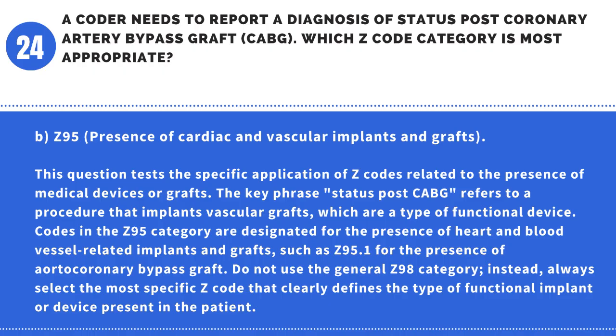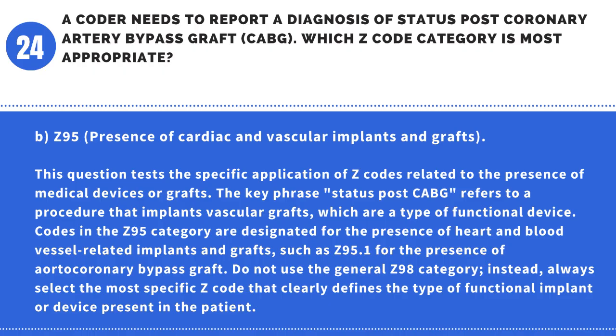This question tests the specific application of Z codes related to the presence of medical devices or grafts. The key phrase, status post CABG, refers to a procedure that implants vascular grafts, which are a type of functional device. Codes in the Z95 category are designated for the presence of heart and blood vessel-related implants and grafts, such as Z95.1 for the presence of aortocoronary bypass graft. Do not use the general Z98 category. Instead, always select the most specific Z code that clearly defines the type of functional implant or device present in the patient.